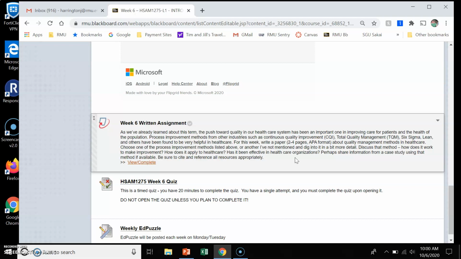An in-text citation for APA is the author's name and then the date. If you're sharing a direct quote, which should never be more than 10 to 15% of your paper, so something that's in quotation marks, you should have the author's name, the date, and then the page number that you got that from. Or if you pulled it from a website, the paragraph number, something like that.